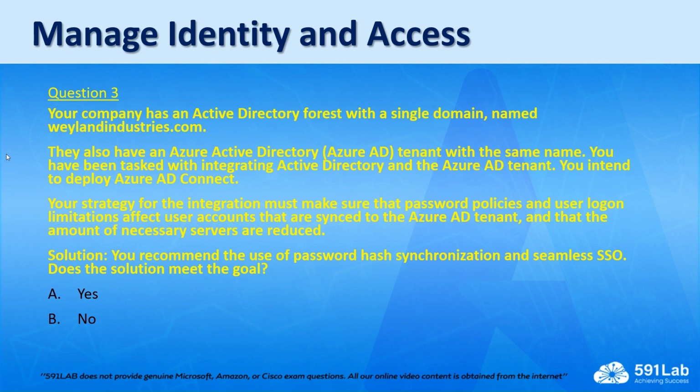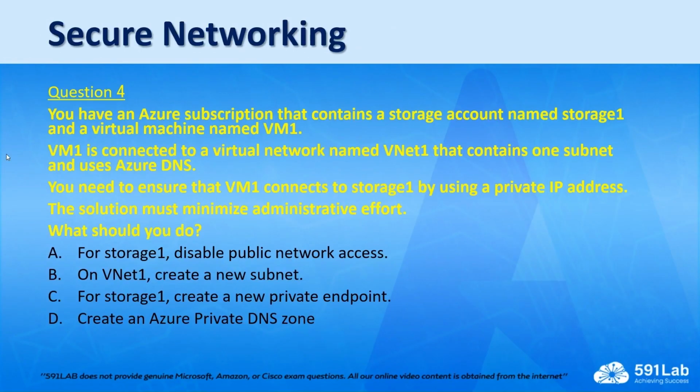Let's proceed to the next question, question 4. Now, the next question is going to address our second topic for the AZ-500 exam, that is secure networking. So question 4 reads, you have an Azure subscription that contains a storage account named Storage1 and a virtual machine named VM1. VM1 is connected to a virtual network named VNet1 that contains one subnet and uses Azure DNS. You need to ensure that VM1 connects to Storage1 by using a private IP address. The solution must minimize administrative effort.